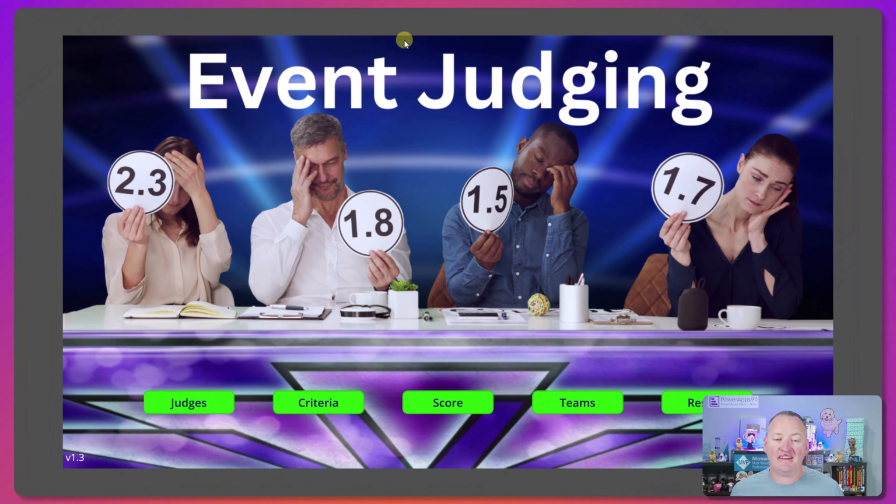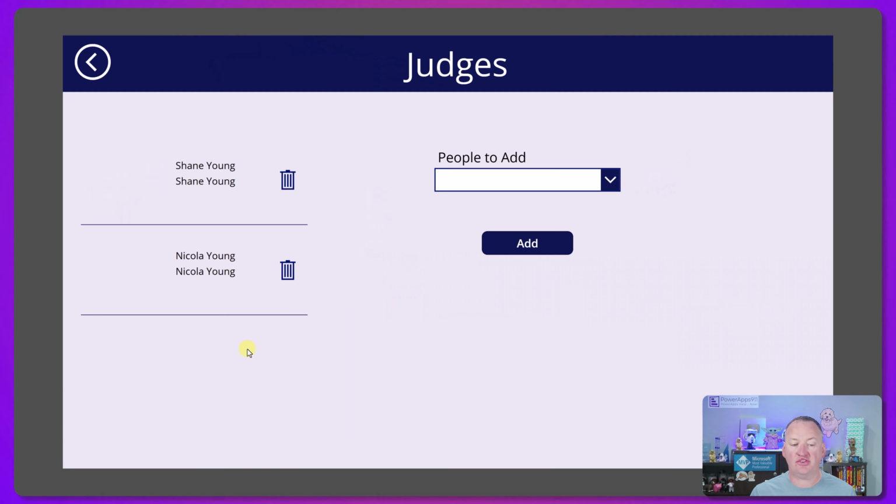Okay, so here's my fancy event judging app. Now I noticed down here at the bottom, I've got five different buttons. That's because I'm in the admin role. If I was coming here just to judge, I would only see the score button. So the first one here is setting up the judges.